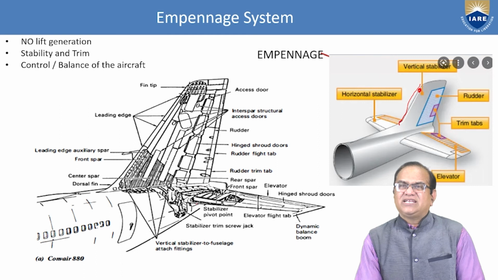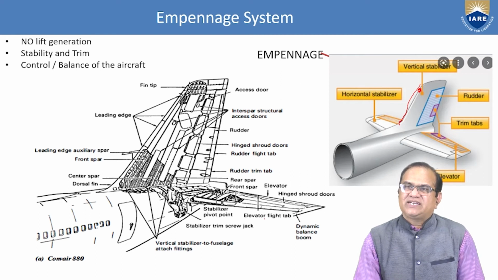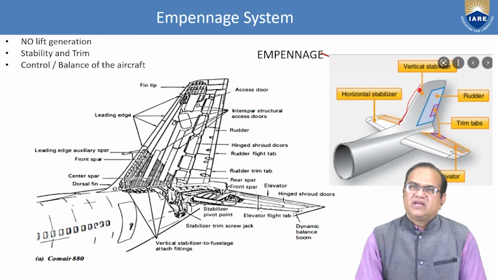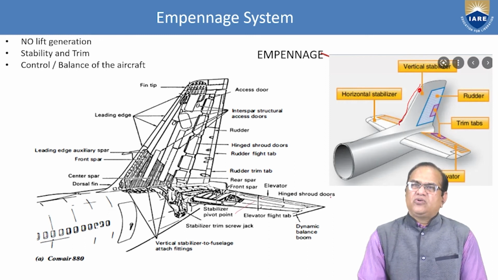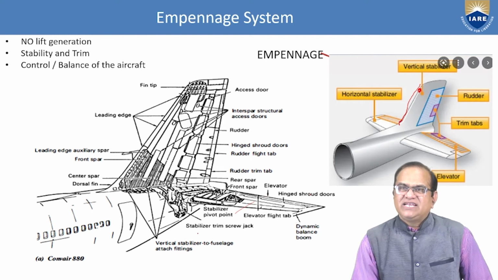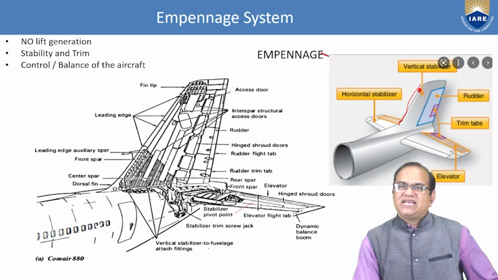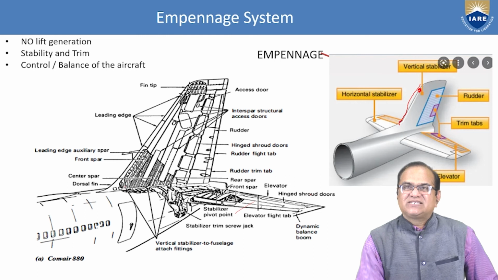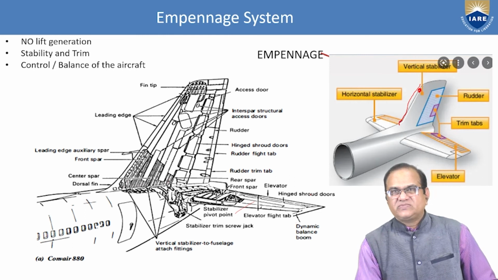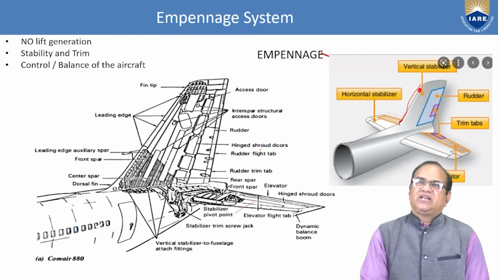Okay, if you see the horizontal stabilizer, I will start from the dynamic balancing boom here. Then we have the elevator flight tab here. Then we have the hinged shroud door. This is the elevator rear spar. This is the front spar. Then the stabilizer's trim screw jack. Here we have the screw jack. So it will be trimming by this. The vertical stabilizer is attached to the fuselage by hinges. So in the fuselage, these things are attached. Okay, so these are some important parts of the vertical and the horizontal stabilizer.